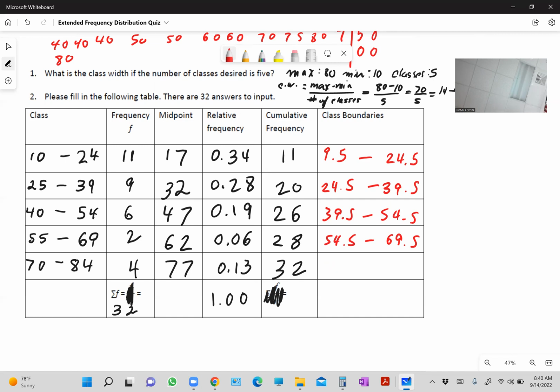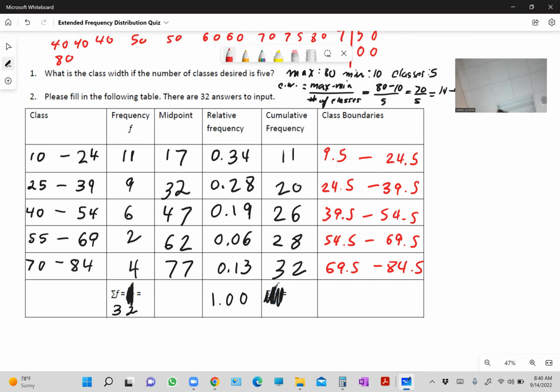I subtract on one side, and on the other side, I add. And yes, it looks weird, but guess what? If I take 24.5 and I subtract 9.5, I still get 15. My class widths are the same. I didn't change the width amongst my classes. They're all the same. All I did is make it so the bars will touch.